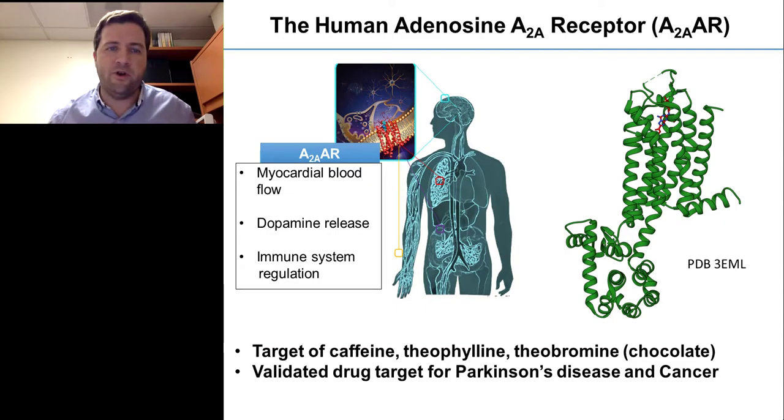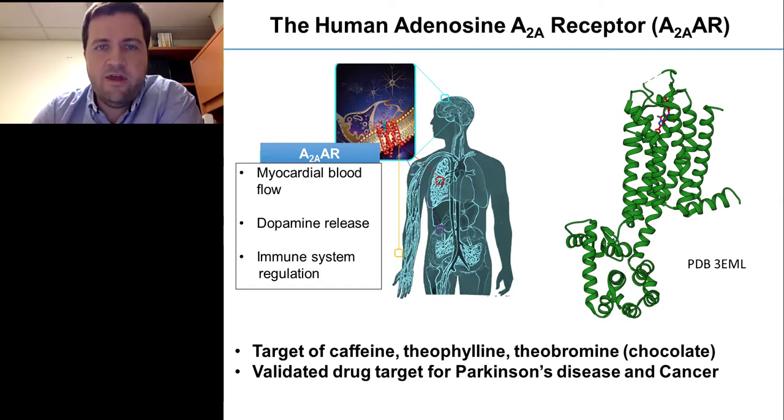And for this work, we focused on one particular GPCR. It's called human adenosine A2A receptor, or A2A-AR. Now, the adenosine A2A receptor is one of the main targets for caffeine, theobromine, and theophylline, the drugs that I had mentioned on an earlier slide.